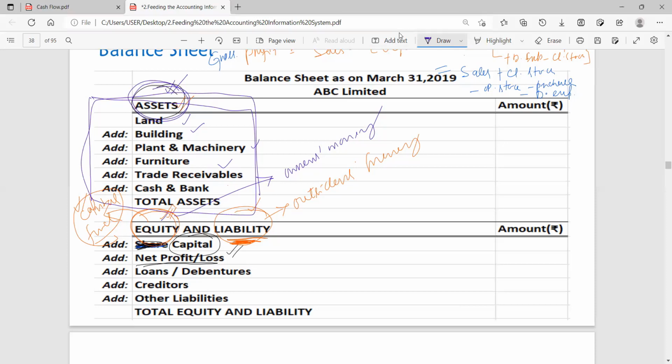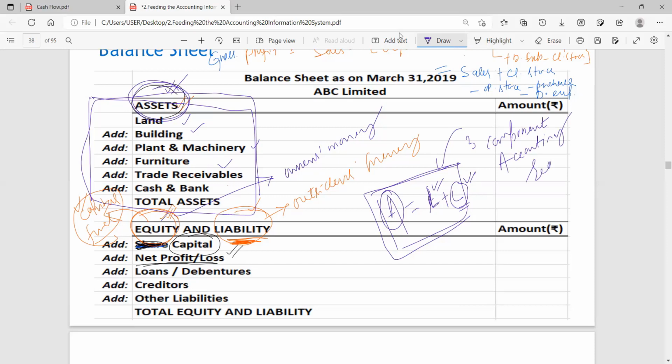So now the beautiful relation which we understood, that is the accounting equation, asset equal to liability plus capital, is established here. Every time the asset which you create is equal to liability, that is the outsider's fund, plus capital or equity, the insider fund or owner proprietor's fund. In the balance sheet we see that it is manifested here. So balance sheet is nothing but a 3-component accounting equation.